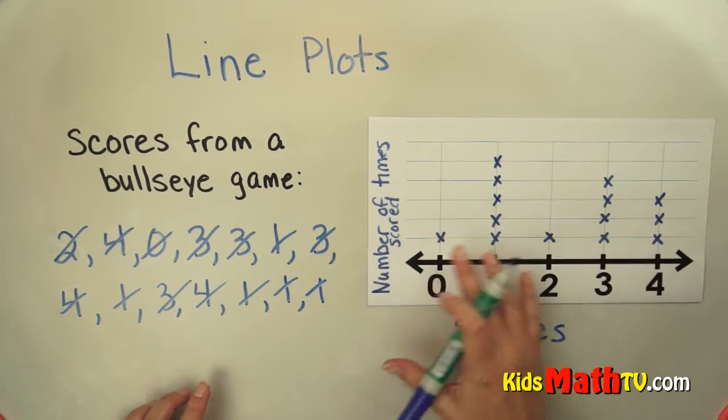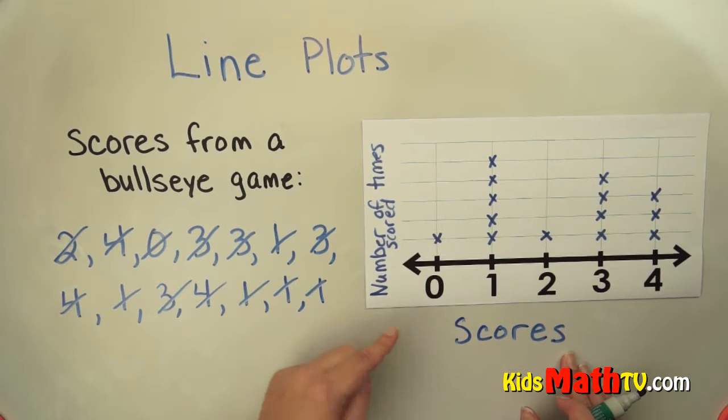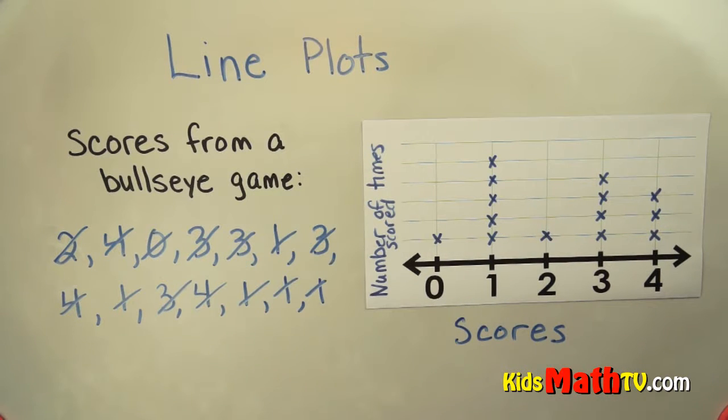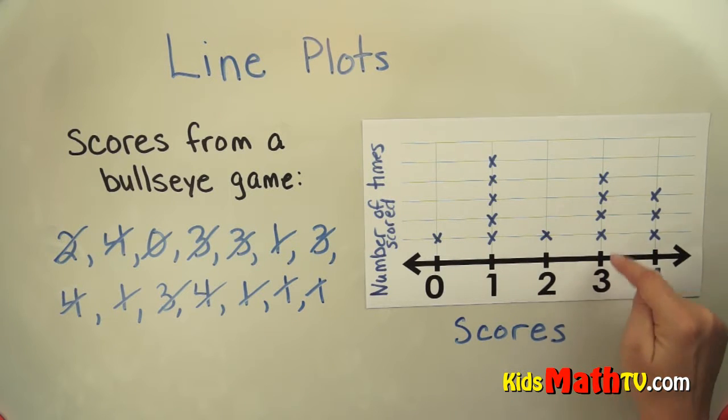So now here I have this line plot that clearly shows the scores and how many times I got that score. So I can look at this and go, okay, I only got 0 once. That's pretty good. The most I got was 1. I scored 1 the most times. I only scored 2 one time. 3, I scored 4 times. And 4, I scored 3 times.